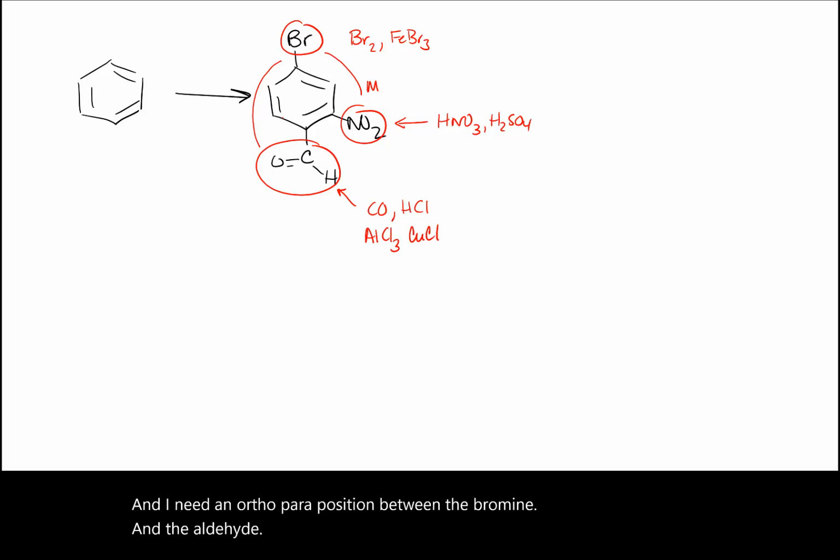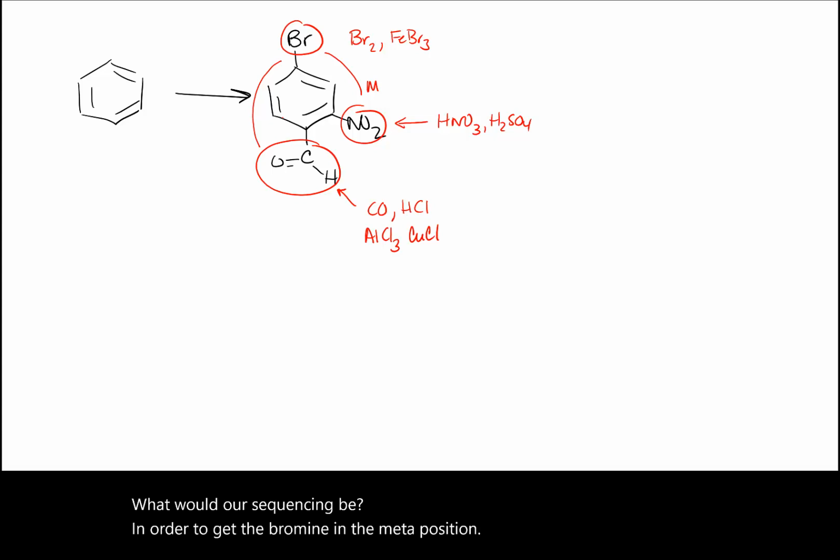So what would our sequencing be? In order to get the bromine in the meta position, I'm going to need to add the nitro group first.